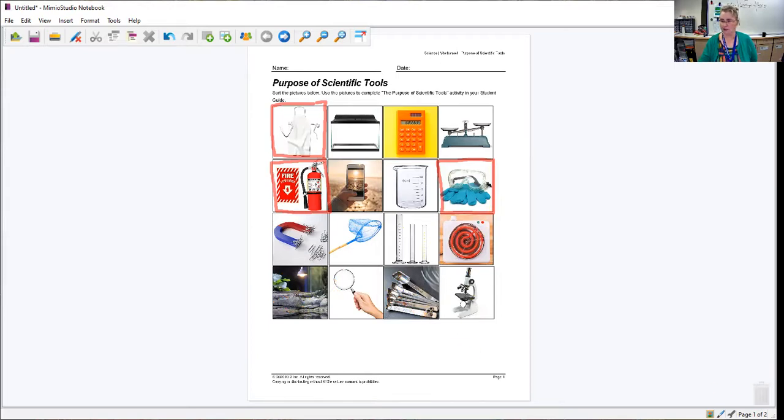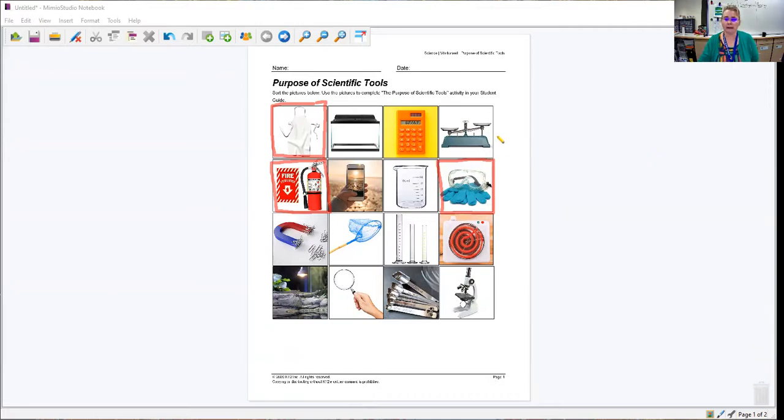Okay, let's see if I can scroll down to the next page. Well, this is just the first page here. Okay. So we have tools that are for safety. Before I go on to the next page, we're going to go through some of the other tools. The other two main categories of tools are tools for investigating and tools for measuring.